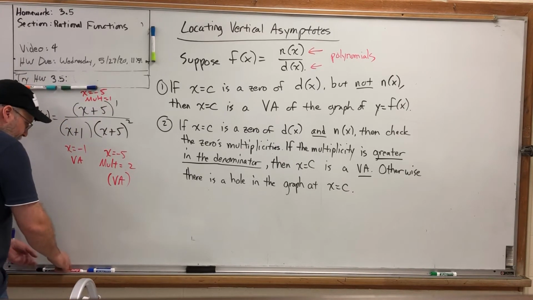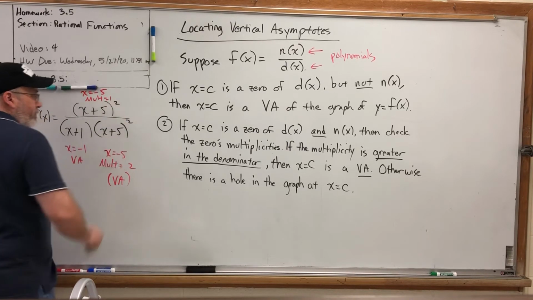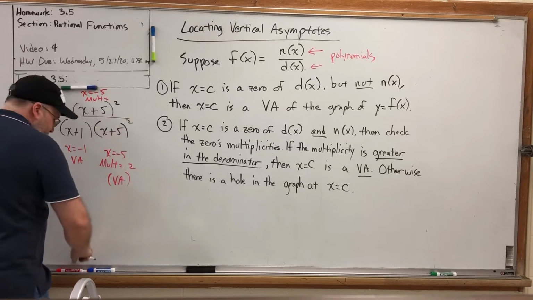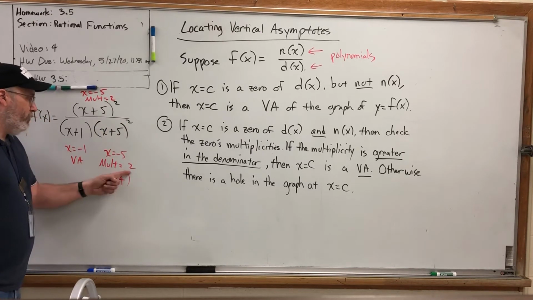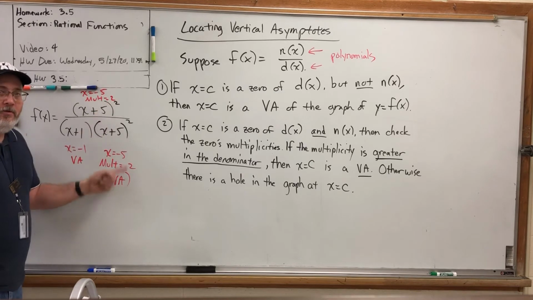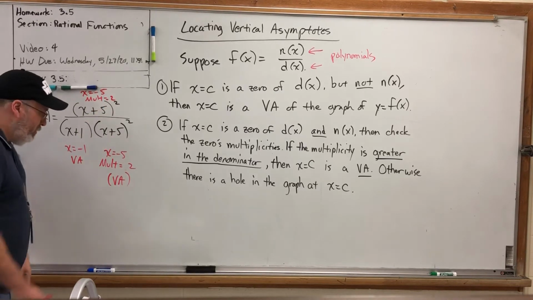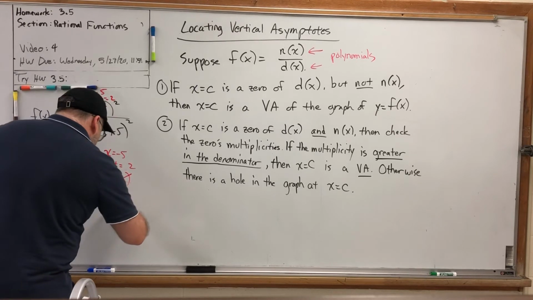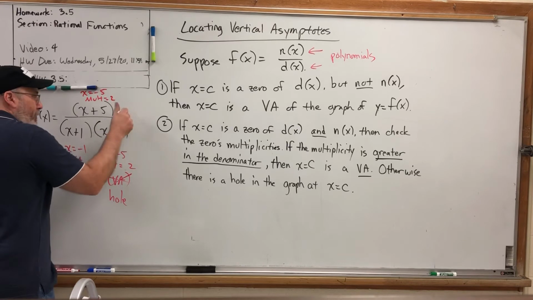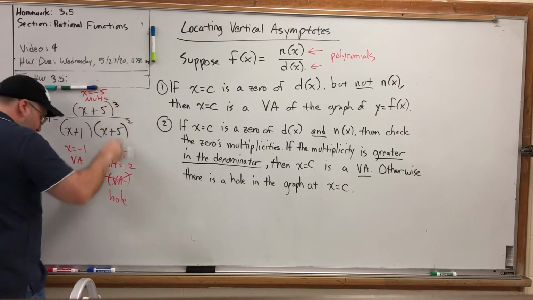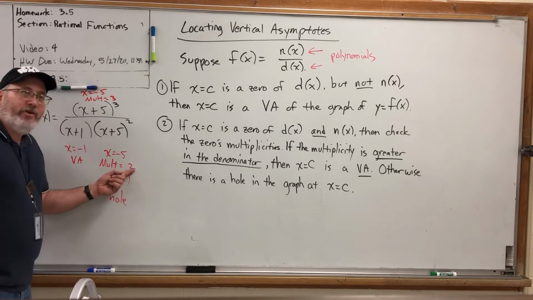However, what if the x plus 5 on the top was also squared, making its multiplicity 2? Is the multiplicity of negative 5 greater in the denominator now? No, it is not greater. 2 is not greater than 2. In that case, it would be a hole in the graph. And if I kept raising the power in the numerator, it would still be a hole in the graph because the multiplicity in the denominator would not be greater.